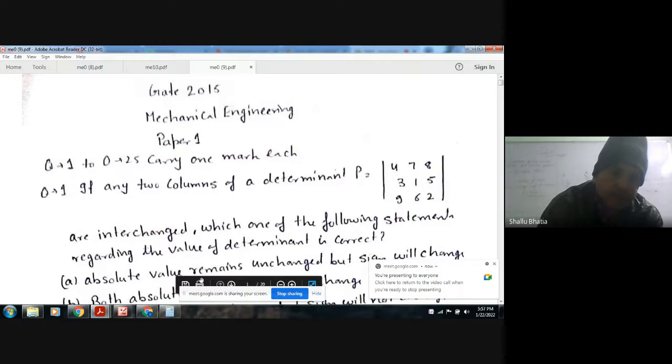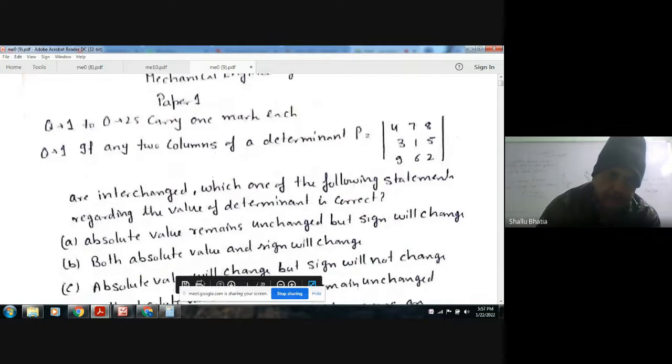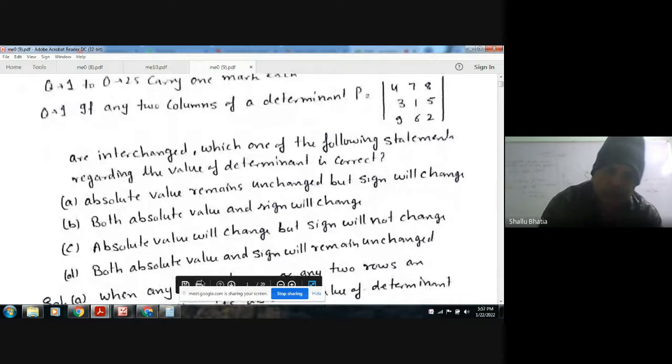Question number 1 is, if any two columns of a determinant P are interchanged, which one of the following statements regarding the value of the determinant is correct? Option A, absolute value remains unchanged but the sign will change. B, both absolute value and sign will change. C, absolute value will change but the sign will not change. D, both absolute value and sign will remain unchanged.